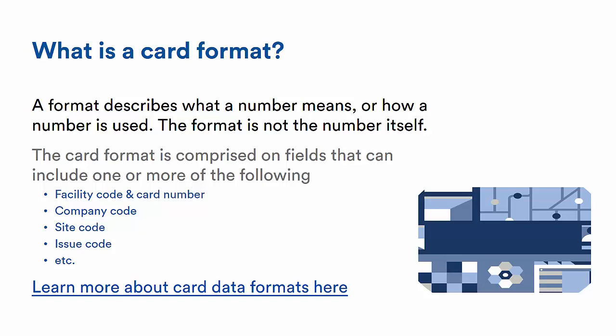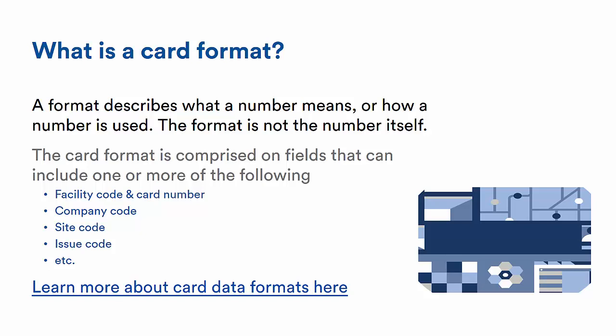So a card format describes what a number means or how the number is used, like how the phone number is laid out. The format is not the number itself. So the card format is comprised of fields that can include one or more of the following, including the facility code and card number, the company code, the site code, or the issue code.